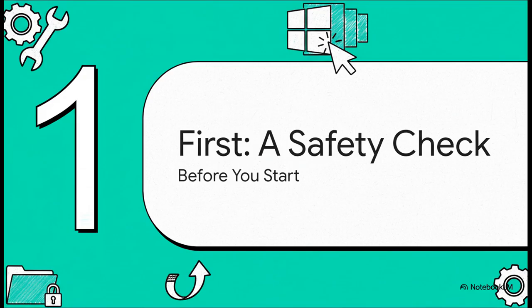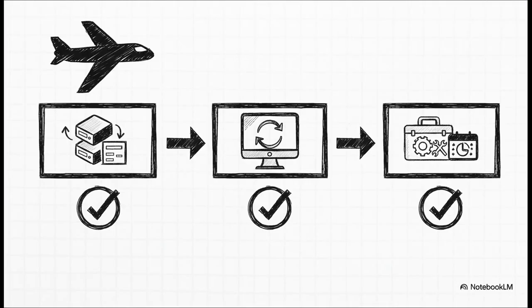Okay, but before we change a single pixel, hold on. We need to talk about safety, seriously. Some of these methods involve tinkering with core system settings, so a little bit of prep work is absolutely essential to make sure everything goes smoothly. So think of this as your pre-flight checklist. First, always, and I mean always, back up the registry. Second, create a system restore point. This is your big red undo button, your safety net. If anything goes sideways, you can instantly go back to how things were.